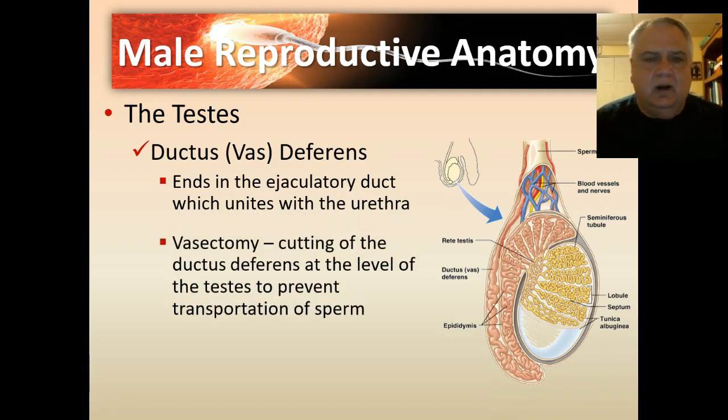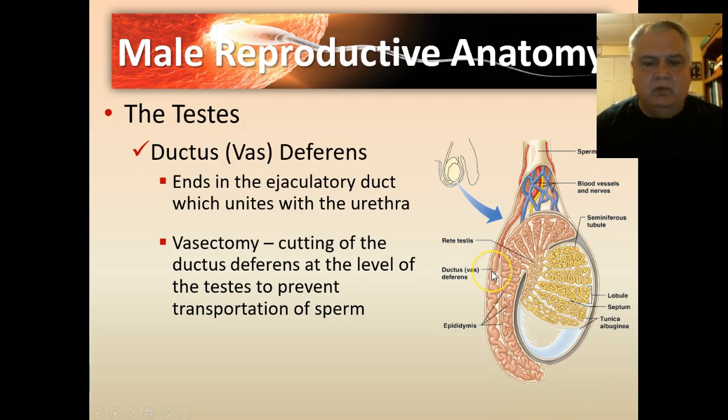We should mention here vasectomy. A vasectomy is simply a cutting of the ductus deferens at the level of the testis, and this prevents the transportation of sperm. So a little cut is made right about this level. Stitches are applied and they heal over, and that severs the canal that allows for the transmission of sperm. So the sperm cannot be transmitted during an ejaculation then.